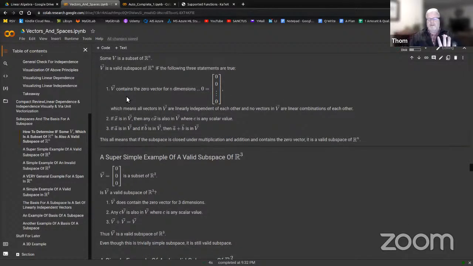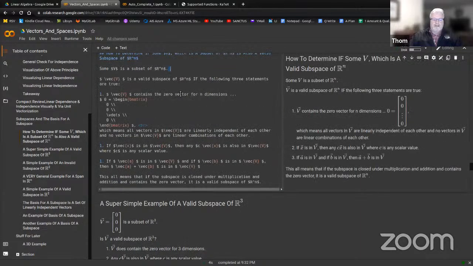And this is going to be a fun lecture, by the way, not like last week. If V contains the zero vector for n dimensions, so meaning, now it would be good to stop and do this one. I want to show you what this should have looked like.